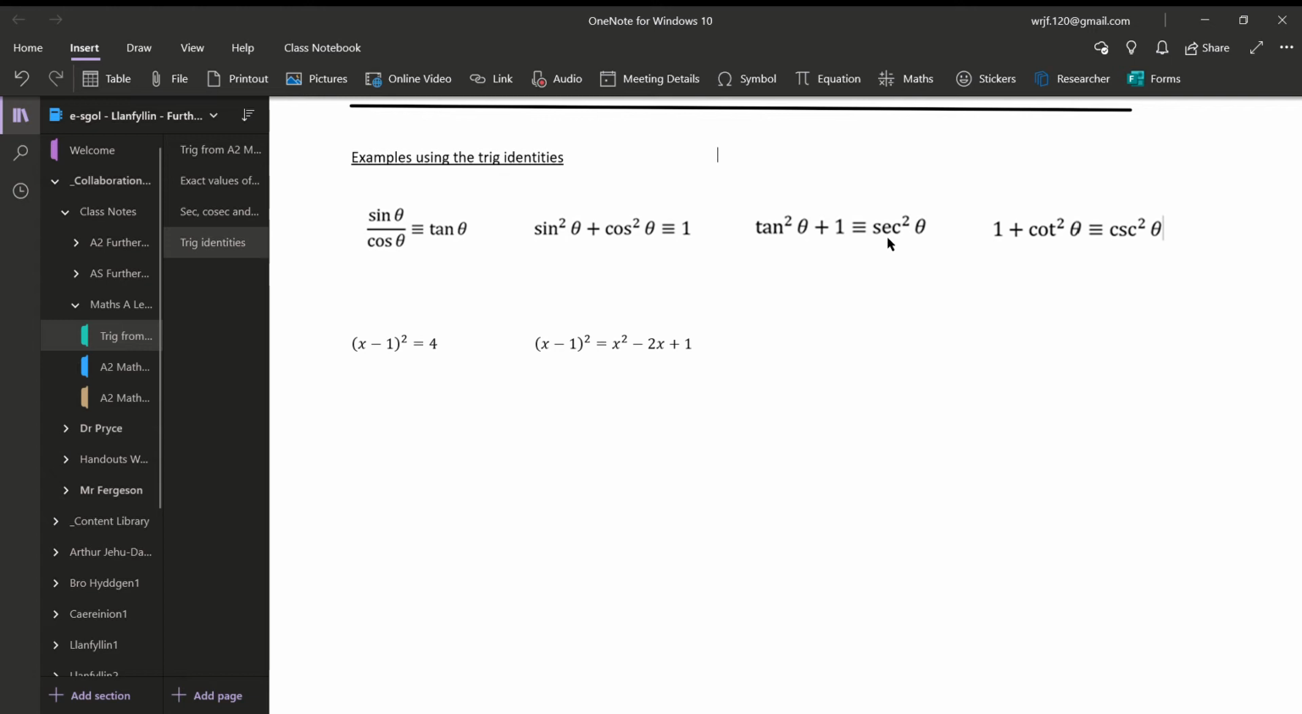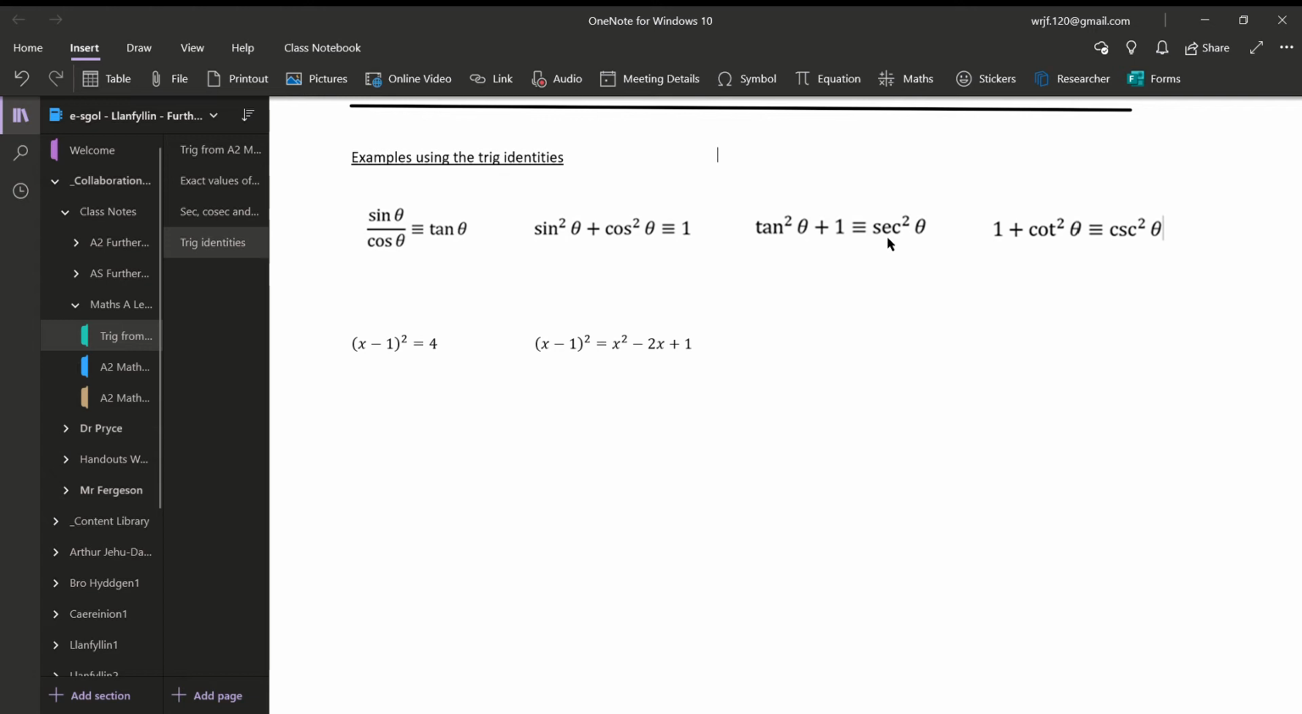(x minus 1) all squared equals 4, and (x minus 1) all squared equals x squared minus 2x plus 1. The idea of these two things is to illustrate the difference between an equation and an identity. The left hand one, where it's equal to 4, is an equation. It's true for some values of x, but not for every value of x. So it's true in the case of x being equal to 3 or x being equal to minus 1, but it's not true for any other value of x.